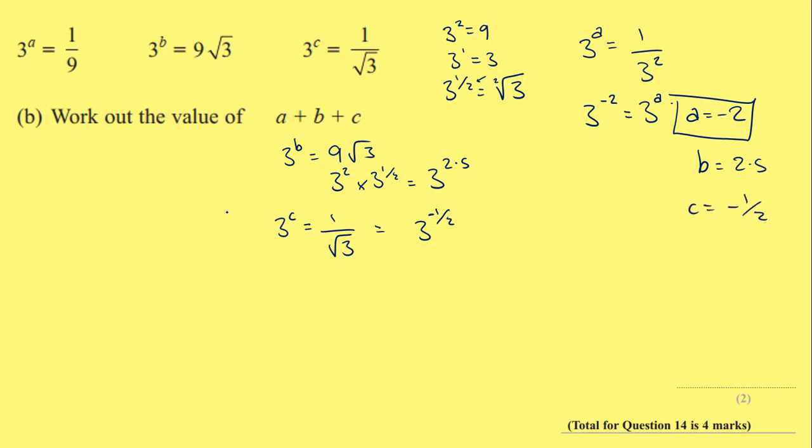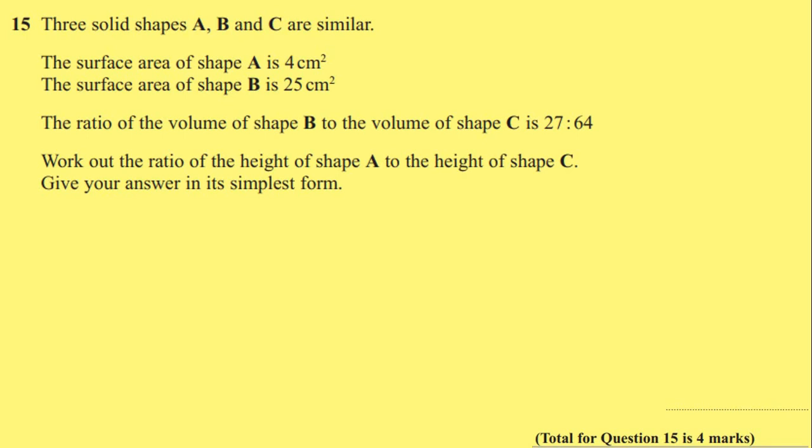Okay. Now to add those up, we've got a plus b plus c. We've got negative 2 plus 2.5, take away a half, which is take away 0.5, isn't it? Negative 2 plus 2.5 is 0.5. 0.5 take away 0.5 is 0. Okay, so a plus b plus c is 0. All right, next it's question 15.